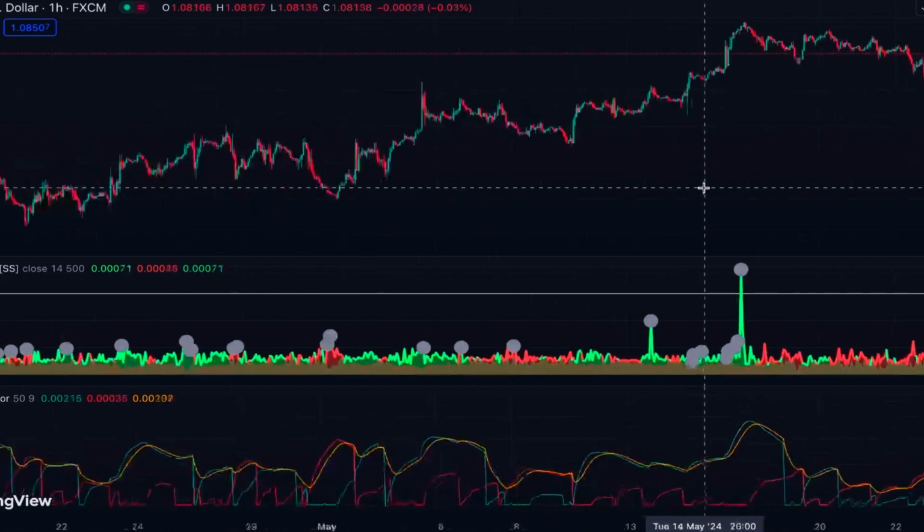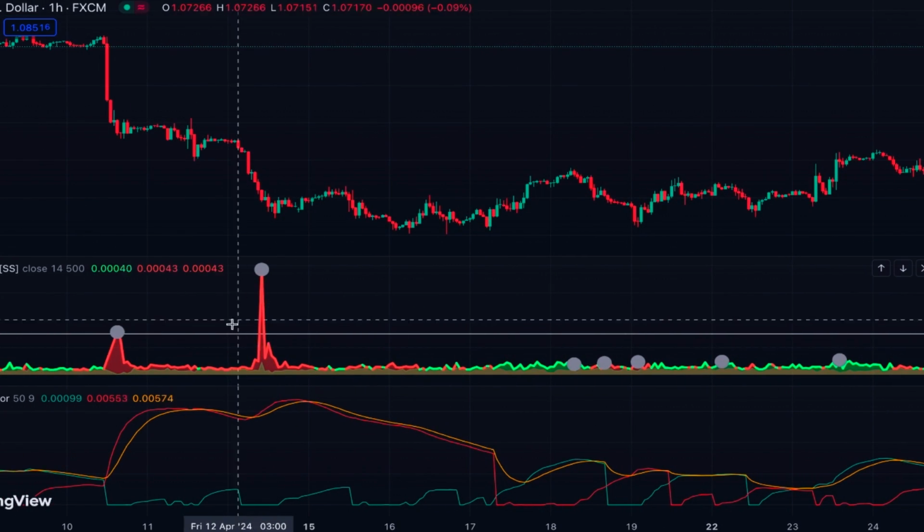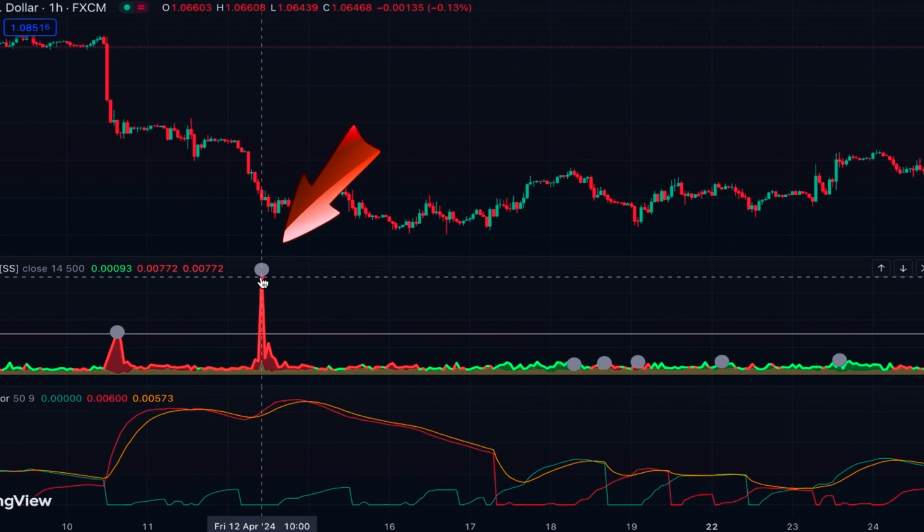Let's move back on the chart to show you another example here. Following this downtrend, you can see that we got a very huge spike here, which is far above the 0.003 level.